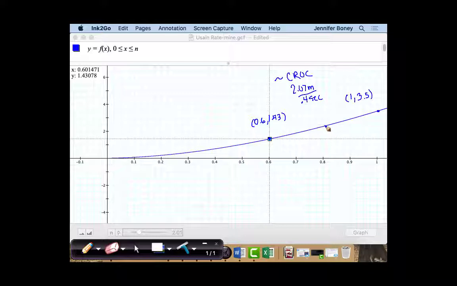I could check by picking a point in the middle and seeing if that y value in the middle is kind of halfway between 1.43 and 3.5. 2.07 divided by 0.4. I don't want to turn off my pen thing and have it misbehave again, but what about 5.75? Is that what that is? Meters per second? Oh, 5.175.